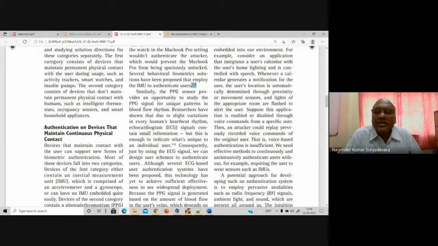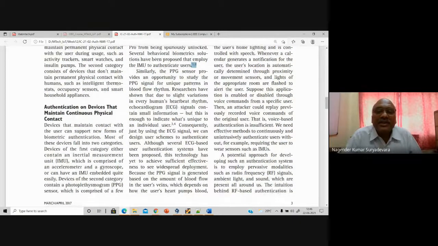Similarly, there is another sensor called PPG. The sensor provides an opportunity to study the PPG signal for unique patterns. PPG, the photoplethysmogram, is a light sensor with LEDs. Researchers have shown that due to slight variations in humans' heartbeat rhythm, every individual has a heartbeat rhythm with slight variations, and those patterns are collected and will identify the uniqueness of that particular person. So a person can be identified based on those patterns. This has also been proved. This is enough to indicate what is unique to an individual user.